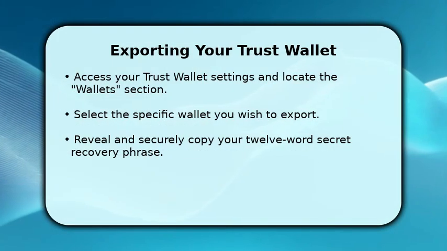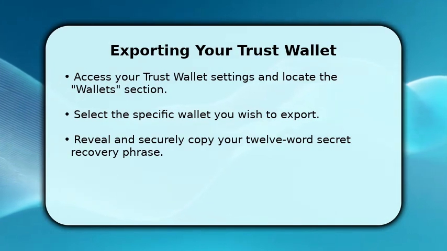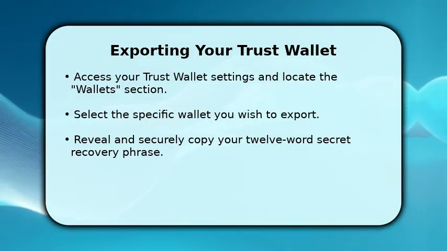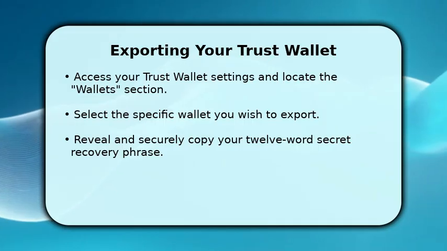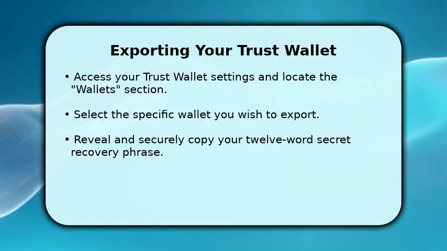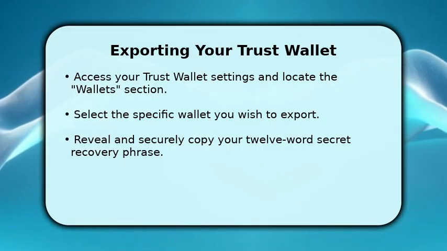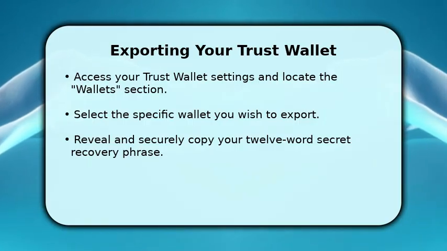To begin, open your Trust Wallet application and navigate to the Settings menu, usually represented by a gear icon. From there, tap on Wallets and select the specific wallet you intend to import. You will then find an option to reveal your secret recovery phrase, which is a sequence of 12 words. Carefully write down this phrase, ensuring absolute accuracy. For a single account, you might also export its private key. Remember, this information is the key to your funds, so keep it extremely private and secure.